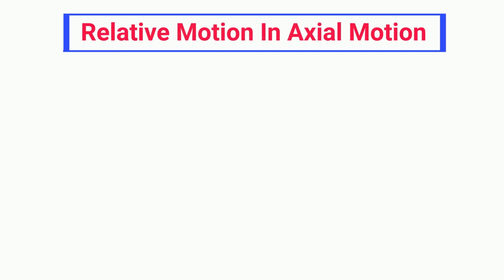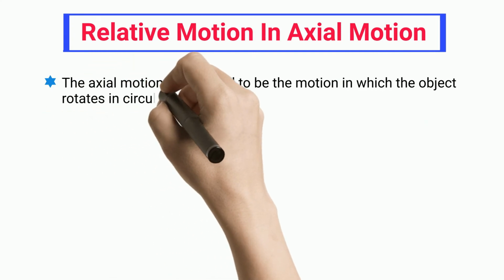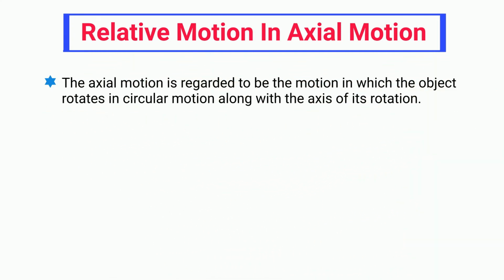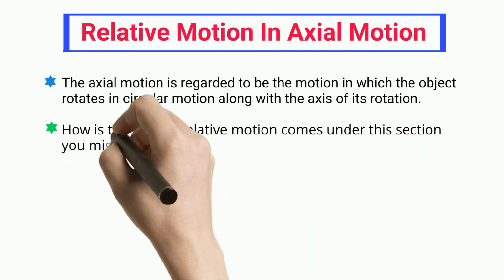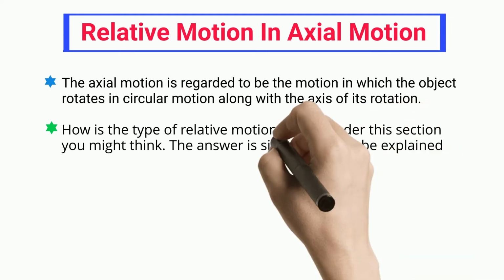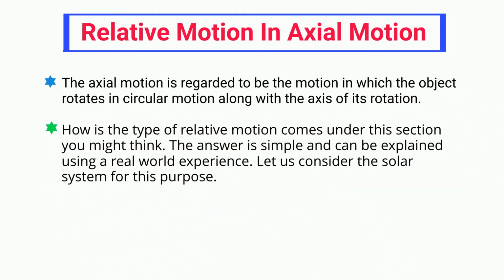Relative motion in axial motion. Axial motion is the motion in which the object rotates in circular motion along with the axis of its rotation. How does this type of relative motion come under this section, you might think? The answer is simple and can be explained using a real-world experience. Let us consider the solar system for this purpose.